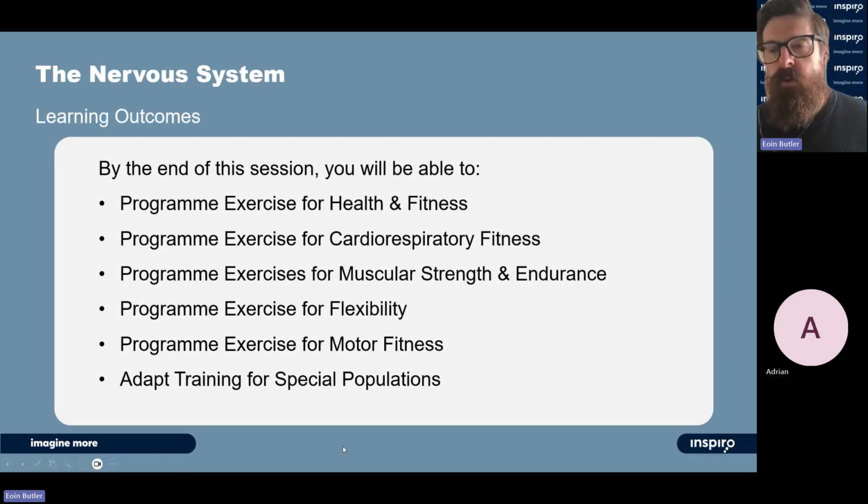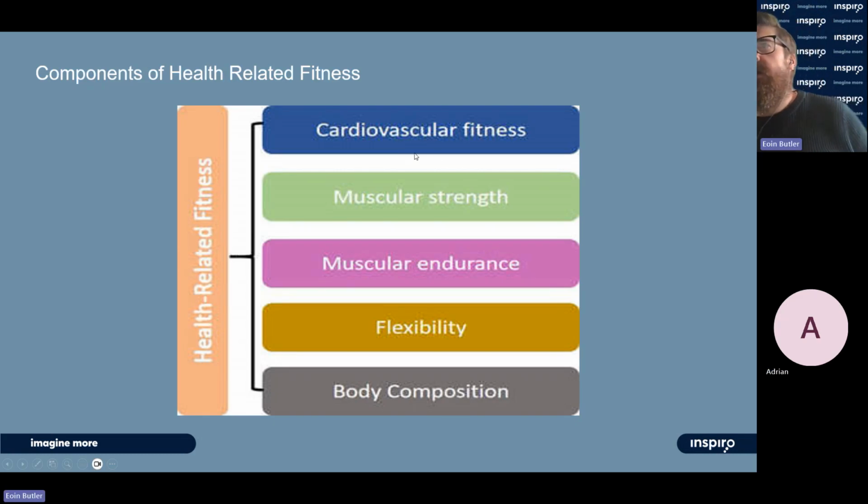Just a recap from this morning, can anybody tell me what the 5 components of health-related fitness are? It's kind of on the screen already. Body composition, cardiovascular endurance, muscular endurance, muscular strength. What was the last one? Flexibility. There you go. So cardiovascular fitness, muscular strength, muscular endurance, flexibility, and body composition.